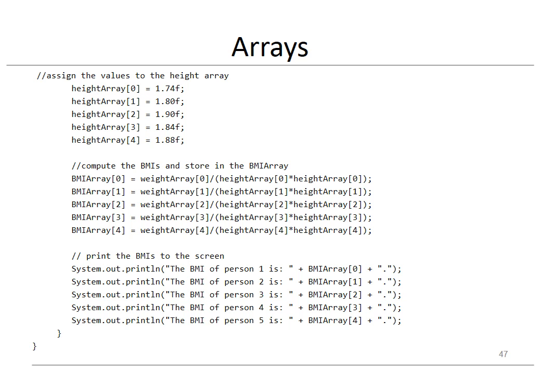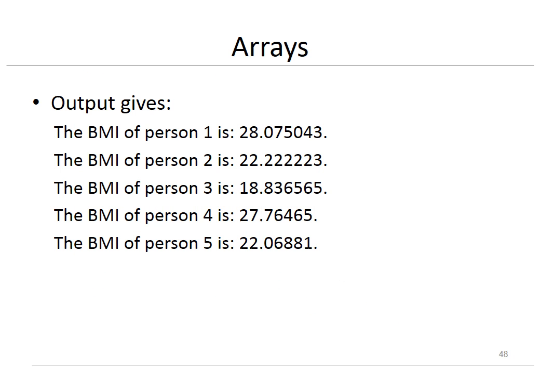The latter is then printed to the screen. Again, note that the first value is at index position 0 and the final value at index position 4. This shows the output of our program.